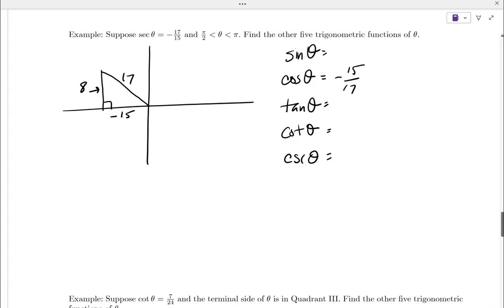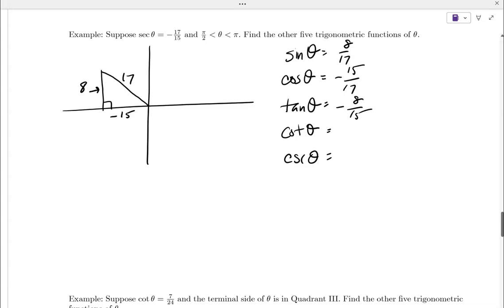But does it match with what the triangle says? Yeah, we did adjacent over hypotenuse, right? So it matches what the triangle said. We didn't need the triangle, but the triangle verifies what we had. How about sine? 8 over 17. Tangent is? Yeah, 8 over negative 15, because we did opposite over adjacent.